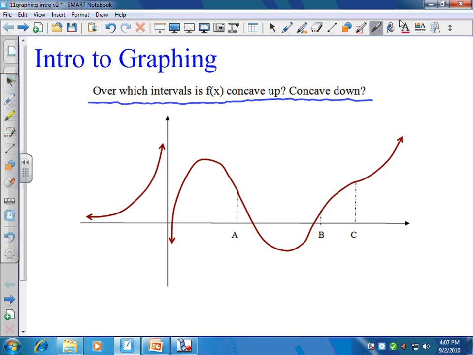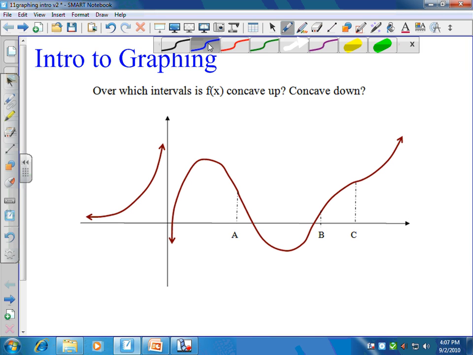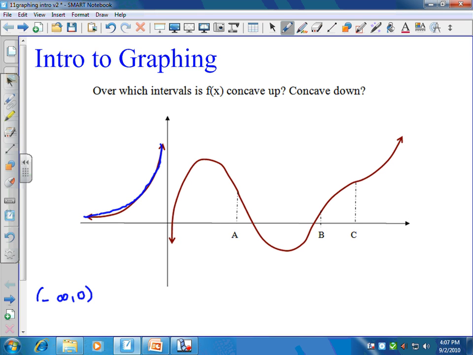So let's take a look at the graph. So clearly over this region it's concave up, right? We usually give the regions over the x-axis. So that region would be like negative infinity to 0. This function is concave up. And where else is it concave up? Like from this point A roughly to the point B, it's concave up, right? So from A to B. And also from C and beyond, it's concave up. So C to infinity. So over these 3 intervals, this function is concave up.